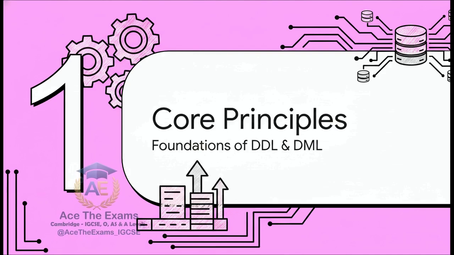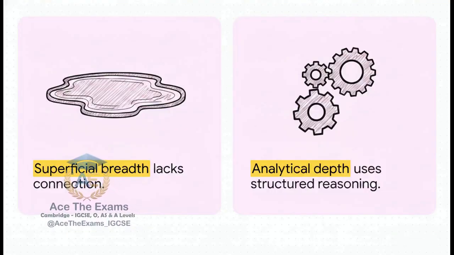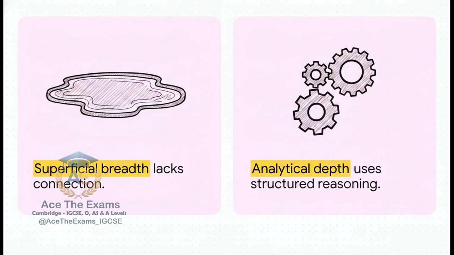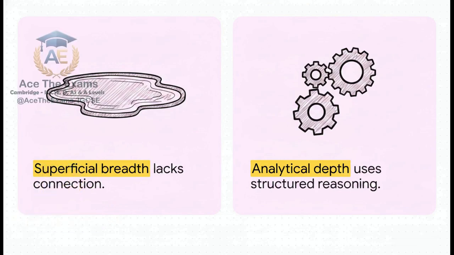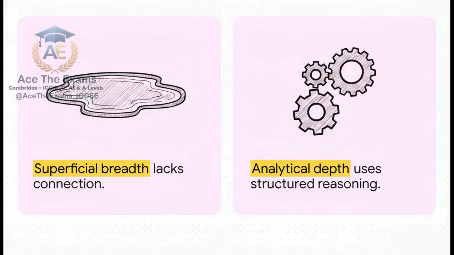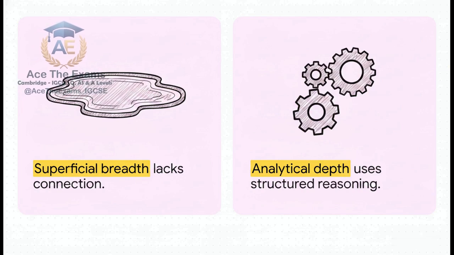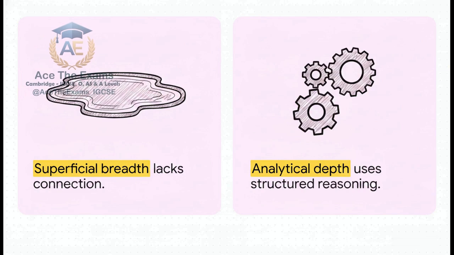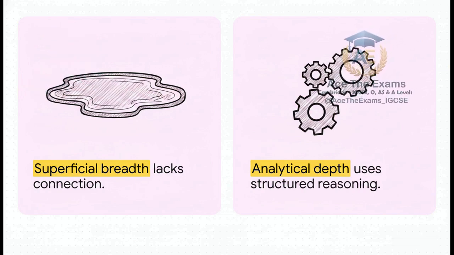All right, let's get back to the strategy. Now, what's really fascinating about what you're seeing here is the stark contrast it presents. The examiners make it absolutely 100% clear that the academic benchmarks prioritize logical, analytical depth over just a superficial breadth of knowledge. If you look at the left side, superficial breadth is exactly Alex's approach from earlier. It's knowing the basic dictionary definitions of DDL commands like create, alter, and drop, or DML commands like insert, update, and delete.